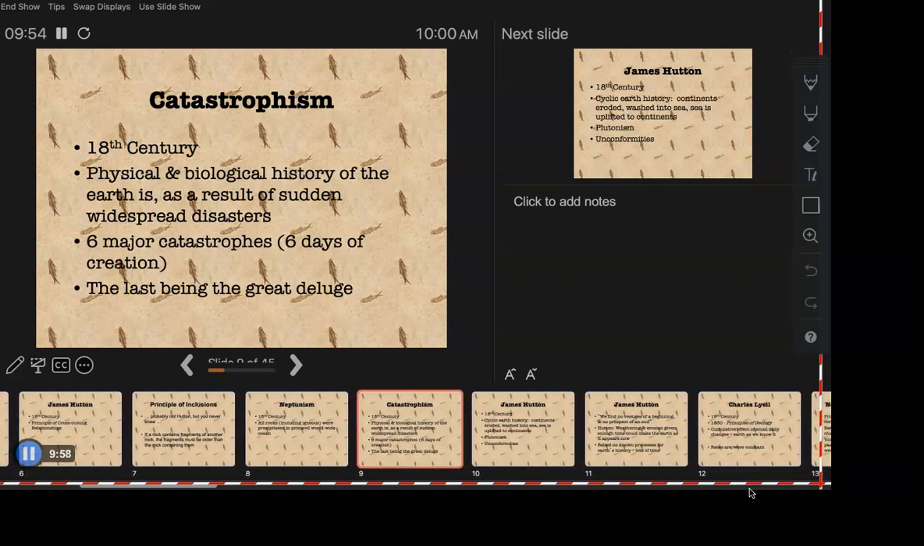This one's interesting. There's still a lot of folks that are catastrophists. Whether or not they line it up with the days of creation, that's another story. So, the physical and the biological history of the Earth is a result of sudden and widespread disasters. There were six major catastrophes. Some folks, again, tried to line them up with the days of creation. And then the last was the Great Flood. Deluge's flood. Antediluvian, before the flood.